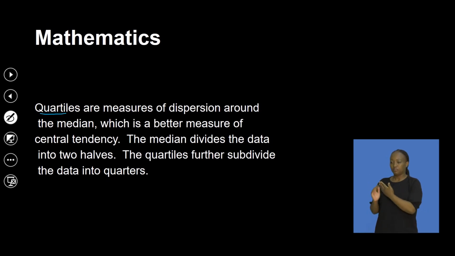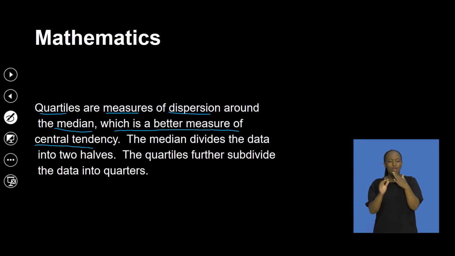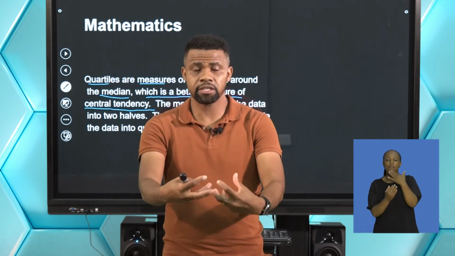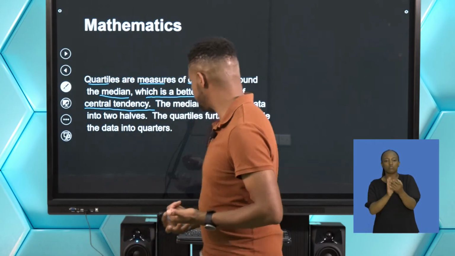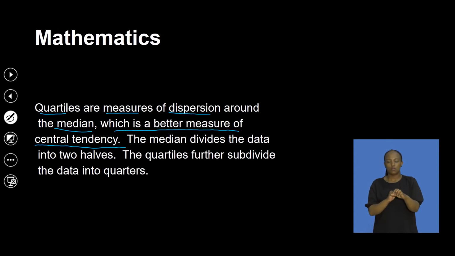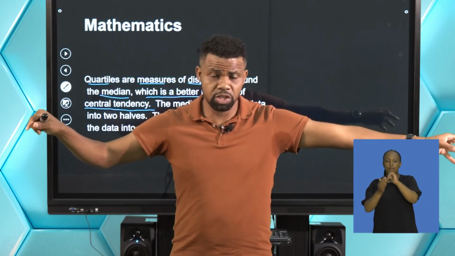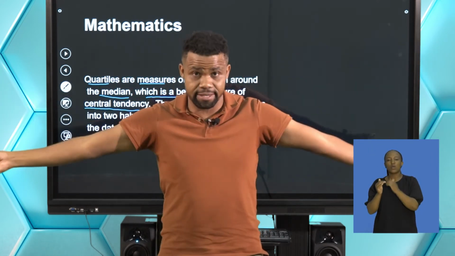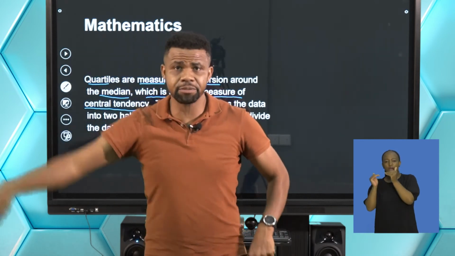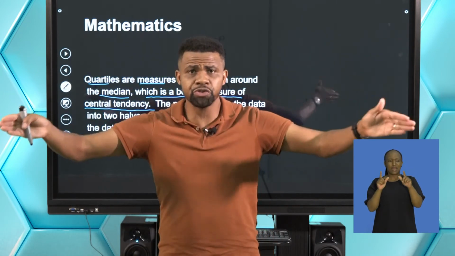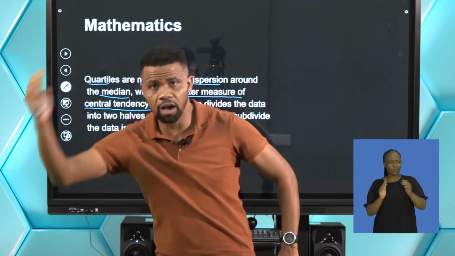So quartiles are a measure of dispersion around the mean, which is a better measure of central tendency. Remember, central tendency is clustered around the mean. What is clustered around the mean? Mean, median, and mode. Okay. So quartiles are a measure of dispersion. Dispersion is what? It's kind of your range, the highest minus the smallest one. That's the spread of the data. Think about it: if the highest minus the smallest gives you a bigger number, there's a huge gap between the lowest value and the highest value.